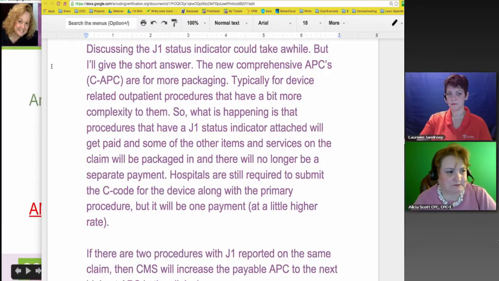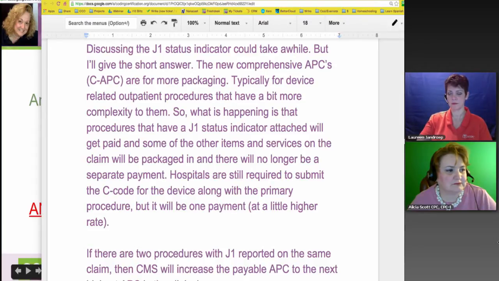These are similar to DRGs, which I know everybody is familiar with, where things are broken up into groups and codes are assigned into a certain group, and then there's a certain weight assigned to those DRG groups, and that's how facilities get paid. So it's long, drawn out, and very, very technical to go into, which is why I did not want to go into a lot of details today.